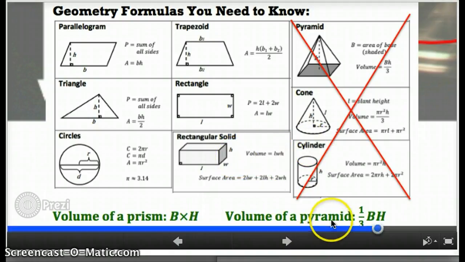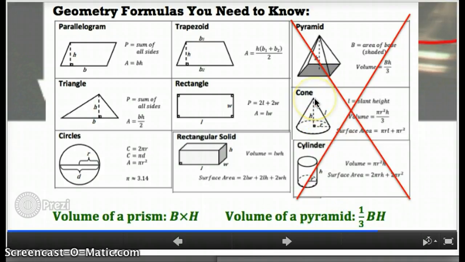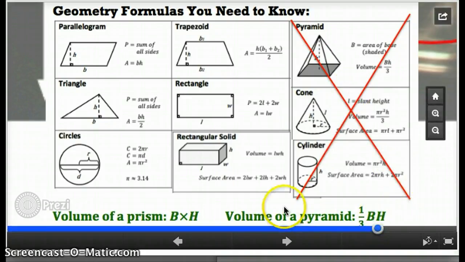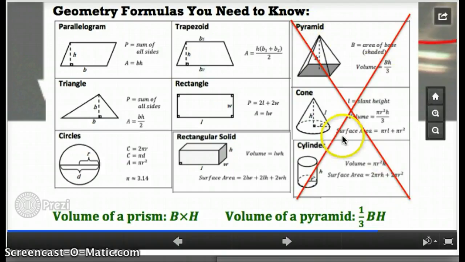Similarly, for a pyramid or anything that has a pointy top, the volume of both cones and pyramids is 1/3 times the area of the base. For the cone, the base is going to be a circle. For a pyramid, it's a square or a triangle. And then you multiply it times the height. So if you understand how to use and apply these last two formulas, you don't have to memorize a million different things.